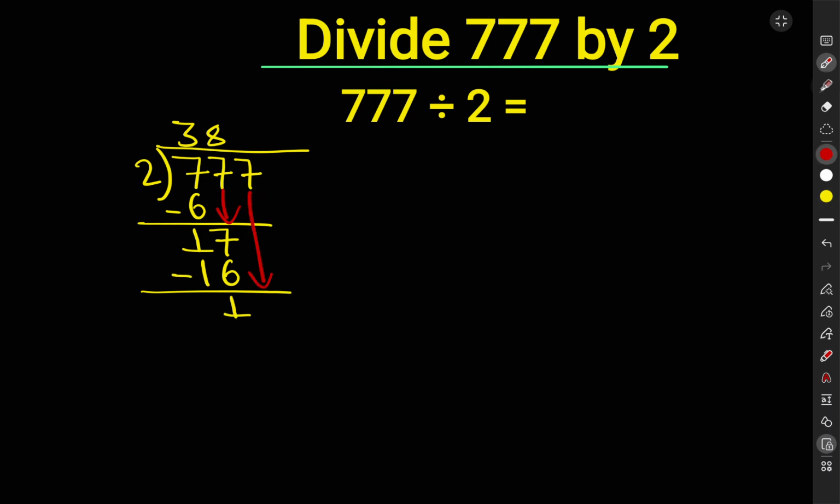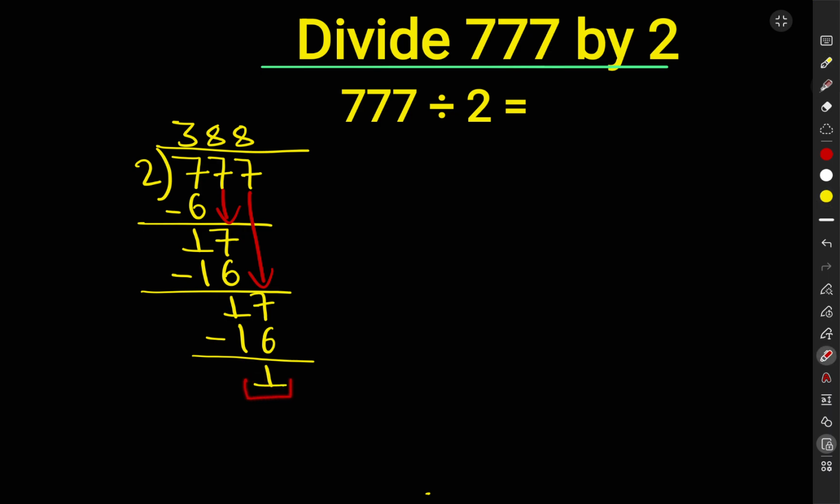So again we put down this 7 and it is 17. So 2 times 8 is 16. On subtracting we get 1.